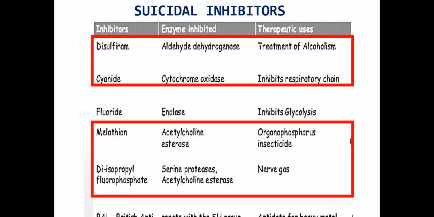Another example of irreversible inhibition is suicidal inhibition. A good example is cyanide poisoning, which inhibits the respiratory chain or electron transport chain by inhibiting cytochrome oxidase. Malathion and nerve gases are other examples of suicidal inhibition or irreversible inhibition.